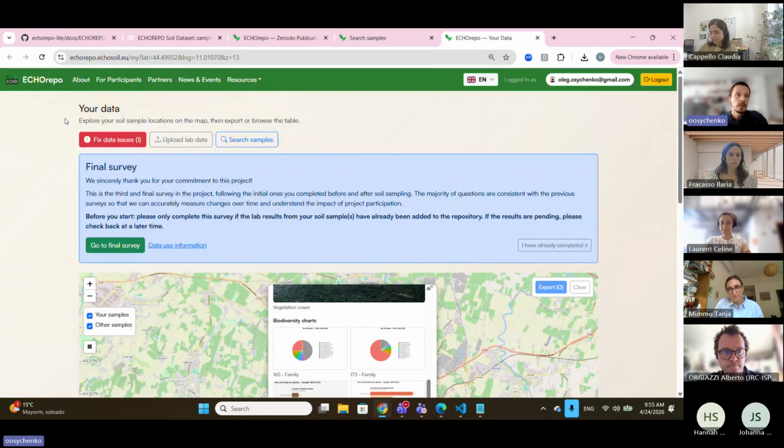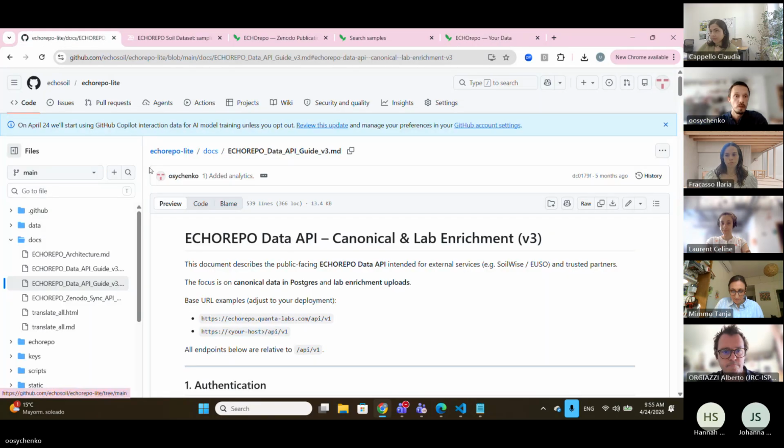And the last element of ECHOREPO that I wanted to explain is the API. You are very welcome to our GitHub, which is public, open to everybody. In the documentation of the repository, you might find all the documentation regarding the development. But I wanted to explain a little bit more about the API.